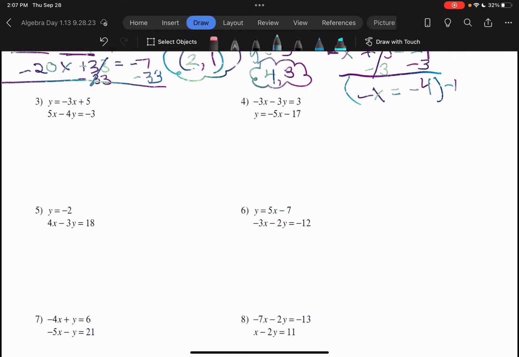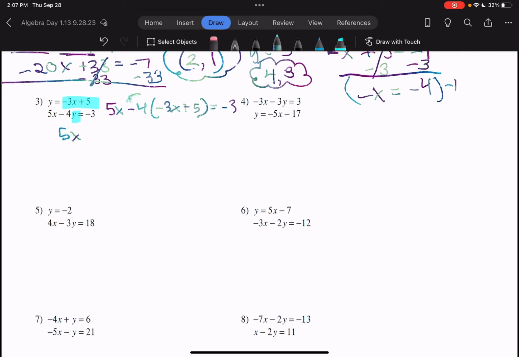This next one, we also have the y equals given to us already right here. And so we can plug in that whole thing where we see a y here. So let's do that. So we have 5x minus 4 times (negative 3x plus 5) equals negative 3. Now I need to distribute, so I'm going to do 5x. Negative 4 times negative 3x is positive 12x. Negative 4 times positive 5 is minus 20 equals negative 3.